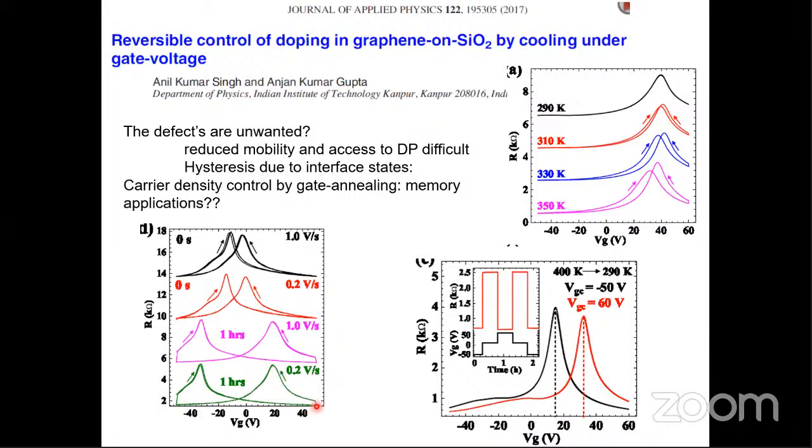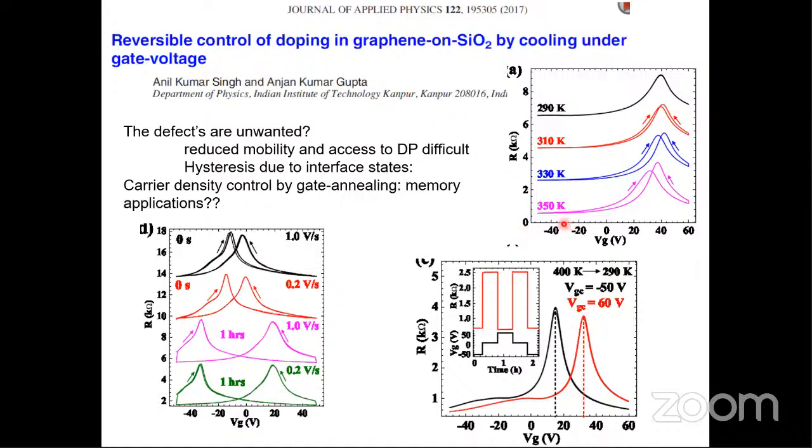Because at these end points, you are giving more time to these interface states to change their charge state. Okay, so if you apply a large positive gate voltage, the interface would like to accumulate more negative charges, which will dope graphene in a different way. So that is one thing which we see as hysteresis. This has been seen by lots of groups, but more remarkable in this work is something that we can actually do, which is controlling things by gate and heating.